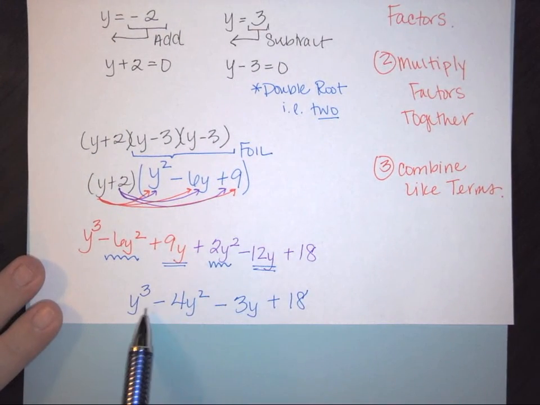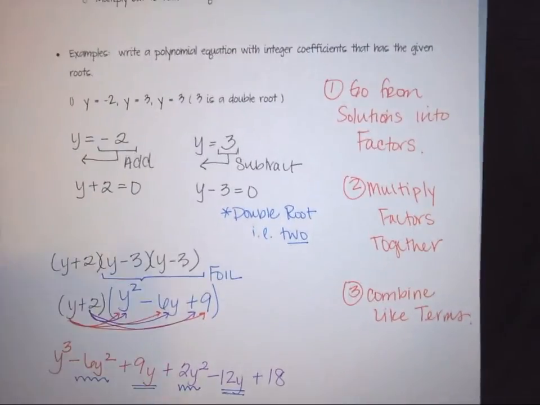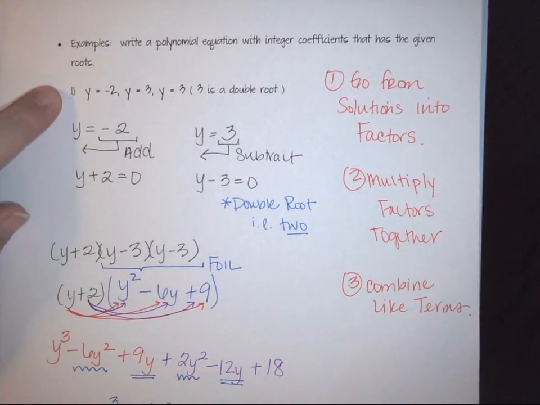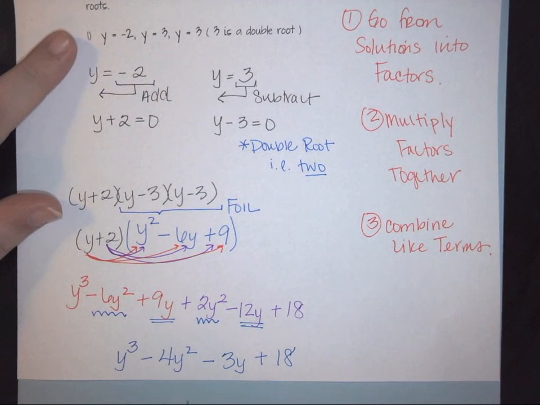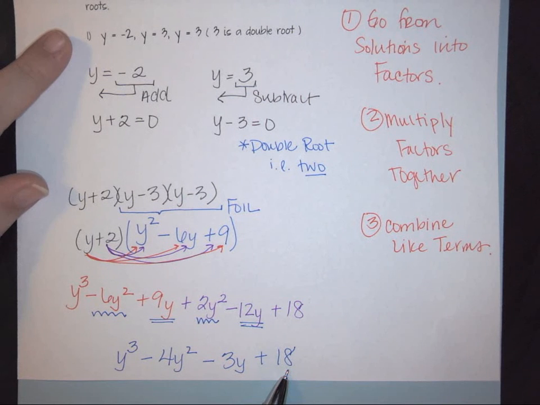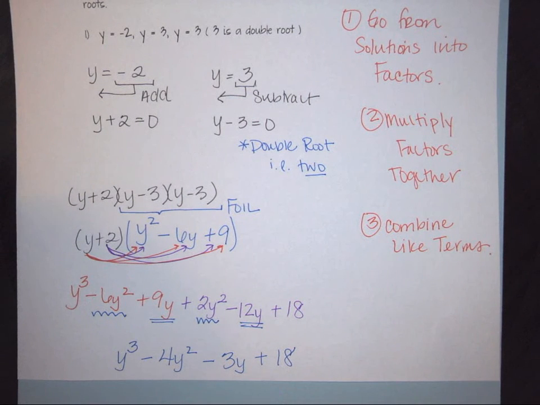And there we have it. I have gone from my roots down to a polynomial expression that had integer coefficients. So that's really all there is to it. It's just a simple form of working backwards from your solution and undoing all the math that would have been done in order to get there.